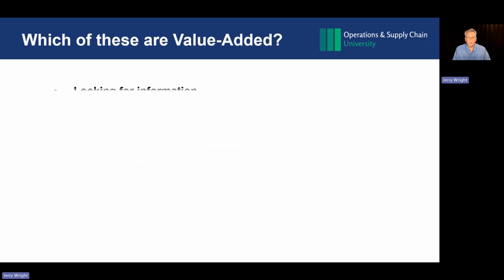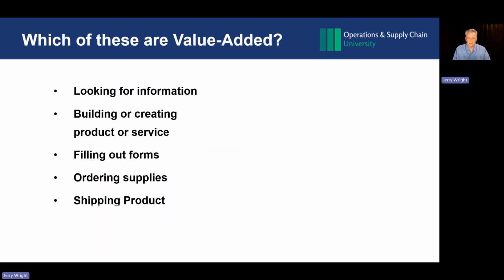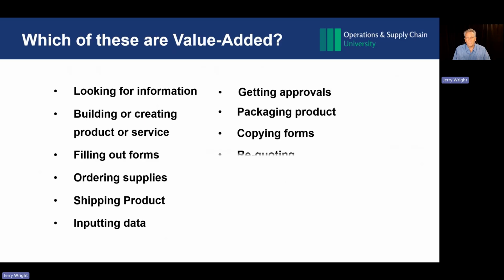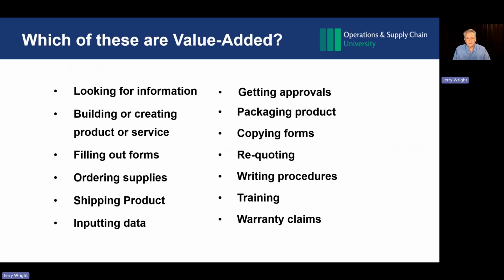So here's a quick quiz for you. This is just an online quiz. We do all these different things in a business each day. We look for information, we get approvals, we build or create the product or service, we package it, we copy forms, we fill out forms, we do requoting, order supplies, write procedures, ship product, do training, input data, and even do warranty claims. But not all of these are value added. Which ones do you think are value added? Take just a second and think about them.